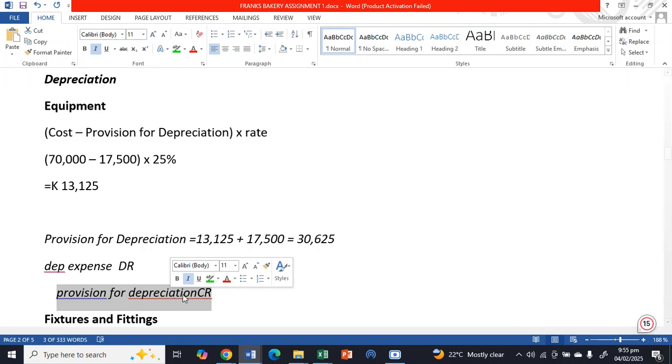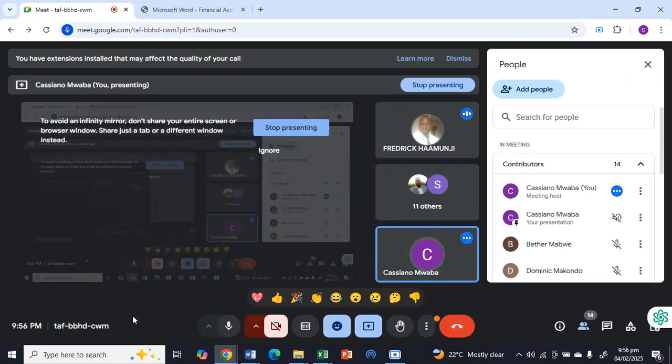So I will show you how it works next time with the T account. But when you're dealing with financial statements, just remember this: once you calculate the depreciation expense, put it to the statement of profit or loss and add it to the provision for depreciation. Can we write that down so that next time we're not confused? Is that okay, colleagues?